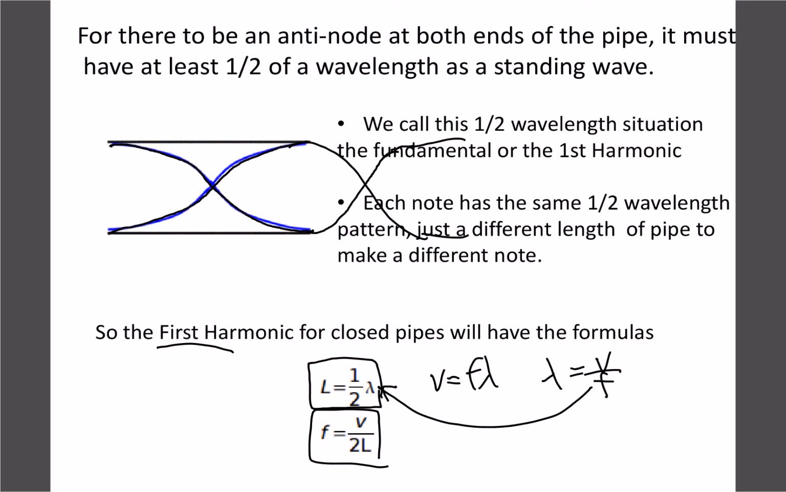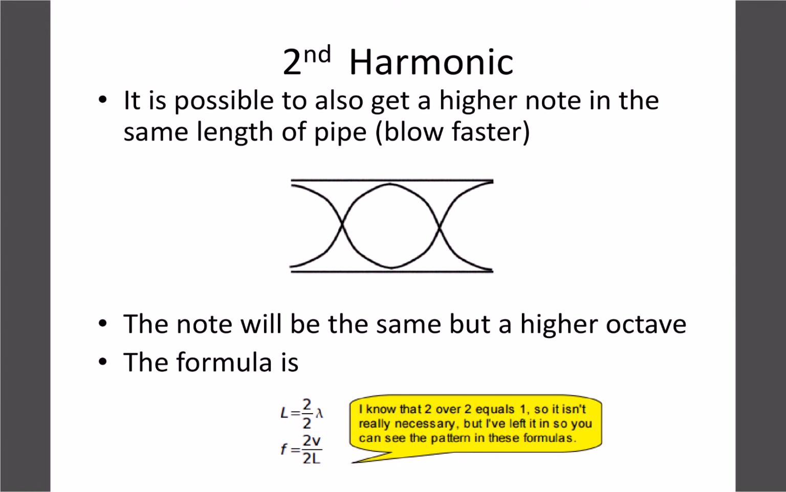That's the smallest amount, so we have to have at least half a wavelength, and that'll create sound in an open pipe. Now, if we wanted a higher note, we basically blow harder, faster, whatever. We can actually get that next octave, which we call our second harmonic. So you can see in this case, our first harmonic was from there to there, but if we do another half of a wavelength, we get back to being an antinode again. So in this case, we actually have one full wavelength, but we're going to change it a little bit.